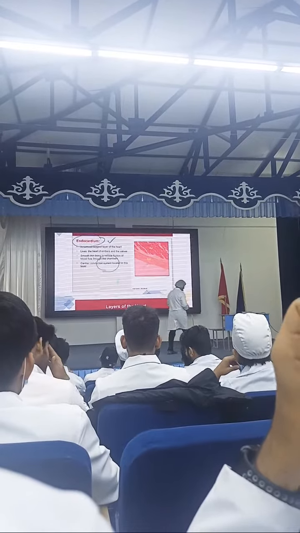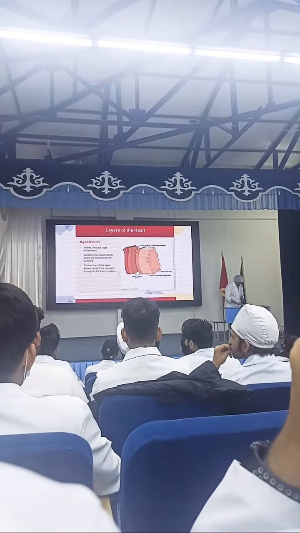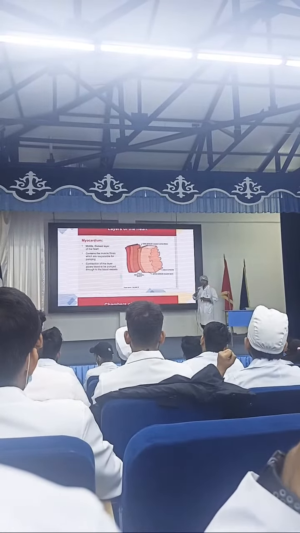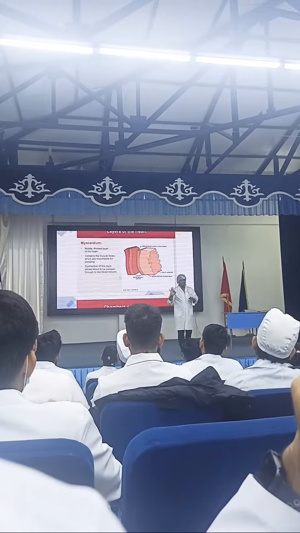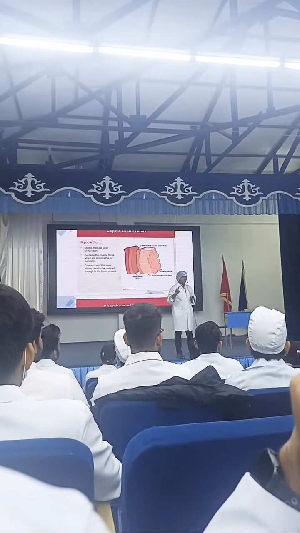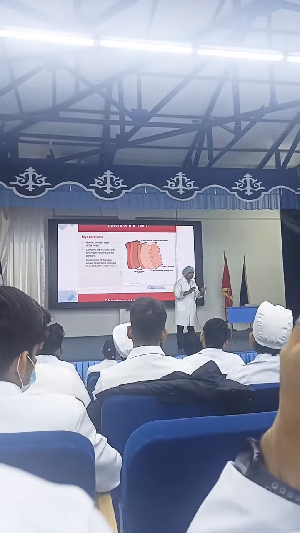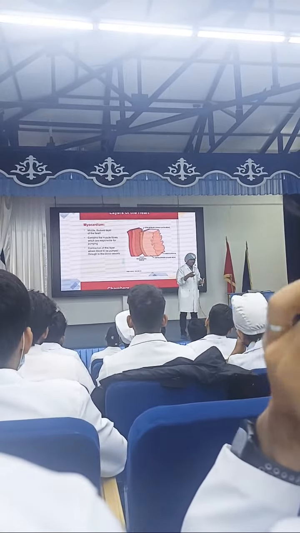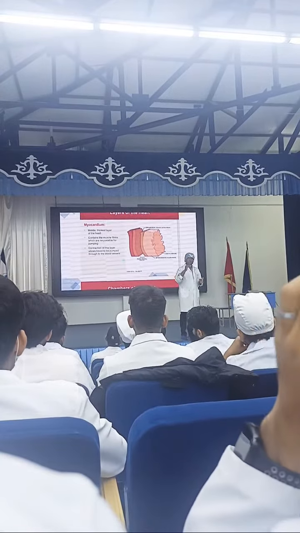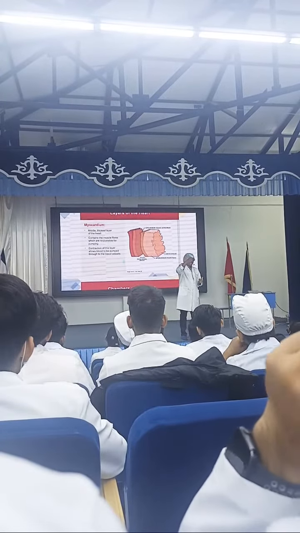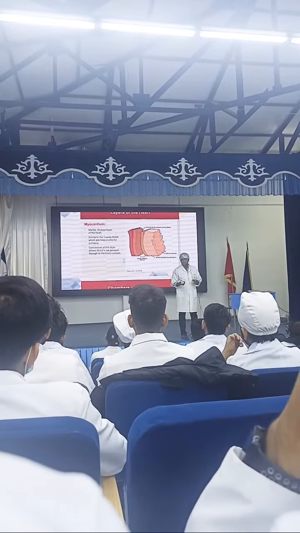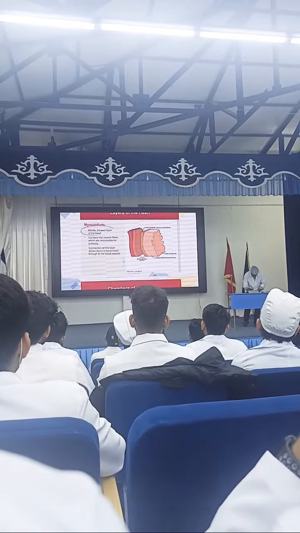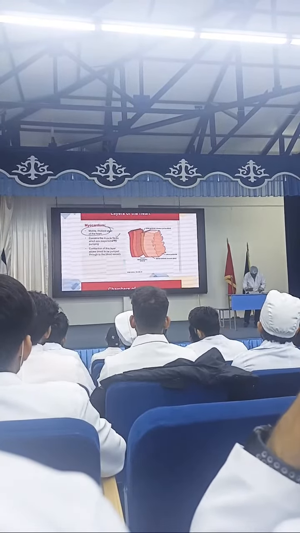Right. And the next layer you have is the myocardium. What are the 3 layers? Pericardium, myocardium, and endocardium. Among all these 3 layers, the thickest layer is your myocardium. Above the myocardium is your pericardium, and below the myocardium is your endocardium. So this is the middle layer, and this is the thickest layer. And here you have the presence of the muscle fibers.